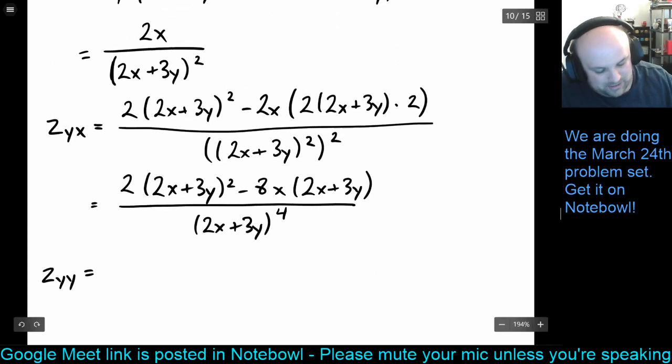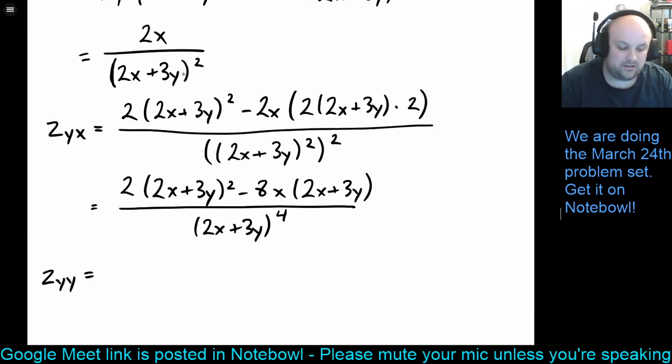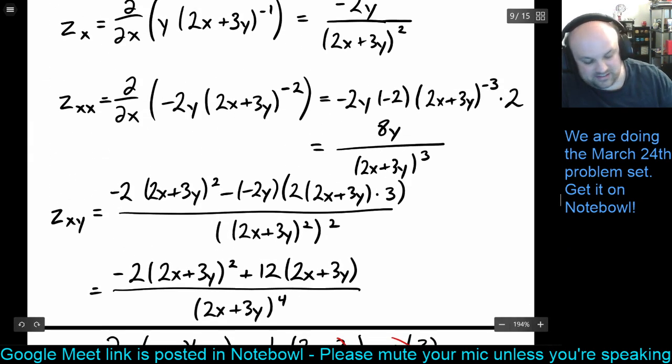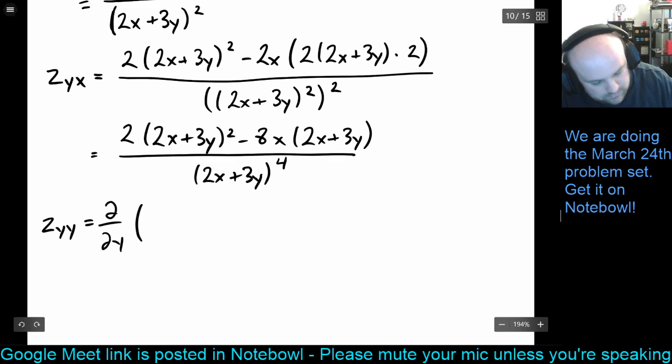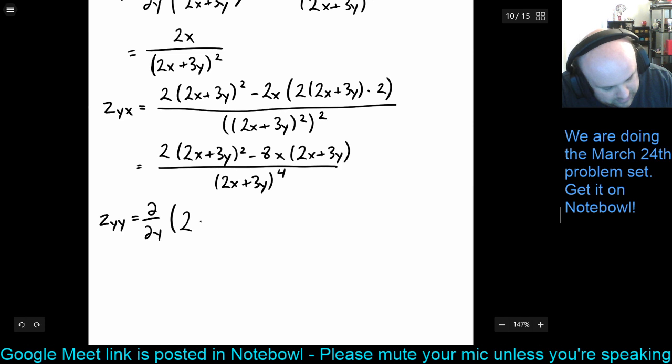All right, so zyy, as I was saying, this one here, there's no y up top, so we can do the shortcut we did here for zxx, which is pretty nice. Right, so I'll write it out here. Let's see. And at 2x plus 3y to the minus 2.